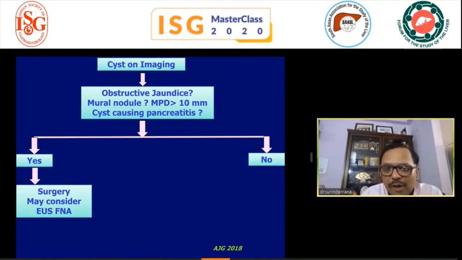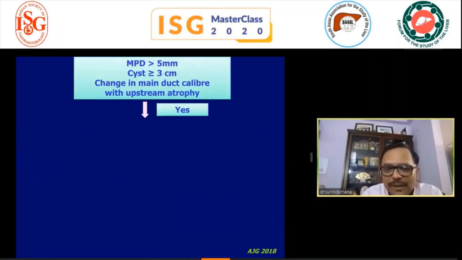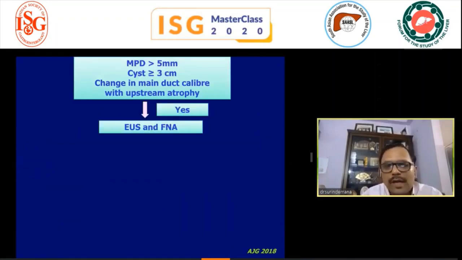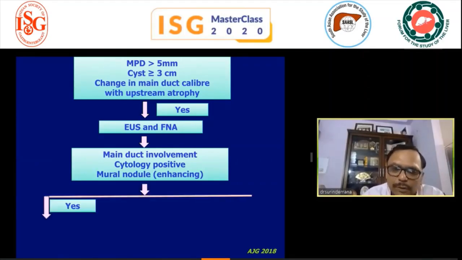If these features are not present, then you look for the duct diameter. Is it between 5 to 10? Is the cyst more than 3? And if you have a change in main duct caliber, if these features are present, then you do an EUS. You look at the duct. You try to find if there is any polypoidal mass in the duct. If you are seeing a cyst, you look whether there is any mural nodule. If there is an abrupt change in caliber, you see whether there is any mass or not, and then you do an FNA. If there is main duct involvement in the form of mass, if the cytology is positive, and if the mural nodule is enhancing, then this subgroup of patients should undergo surgery.